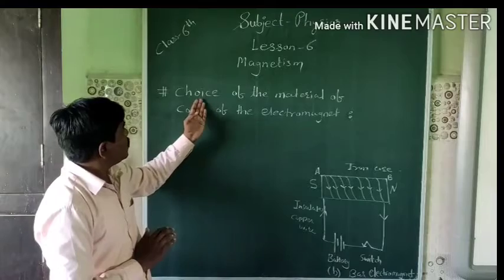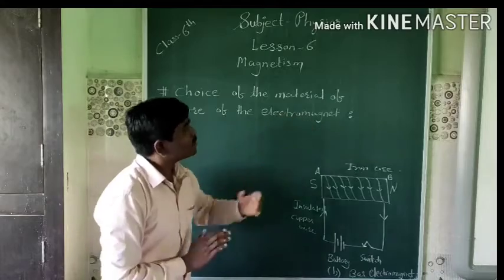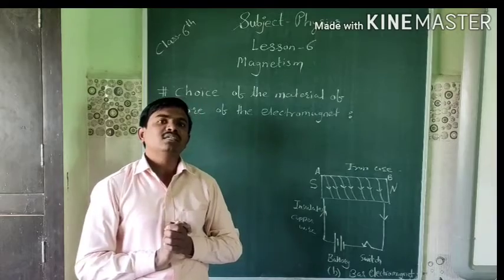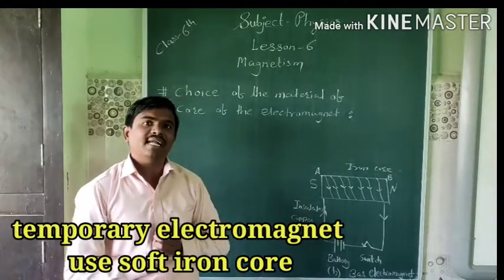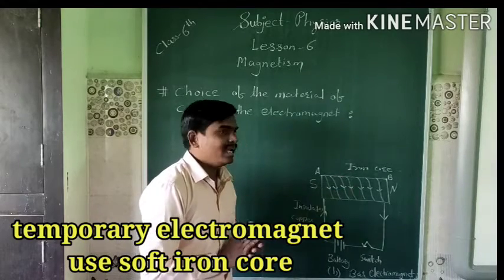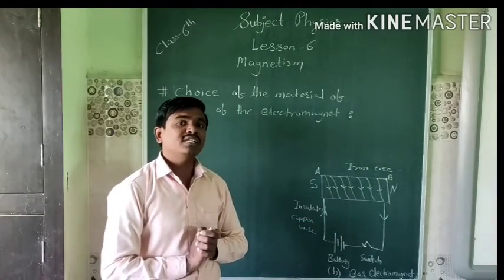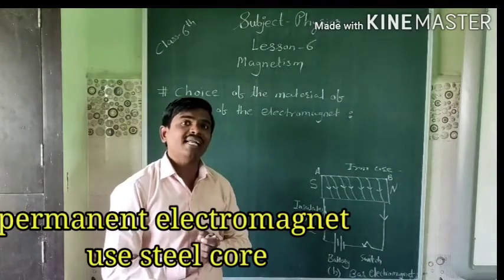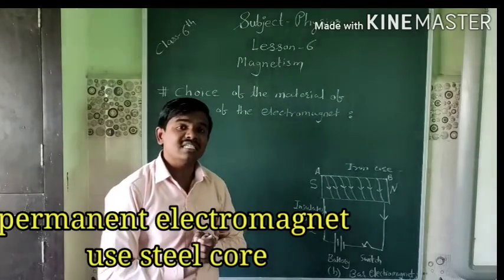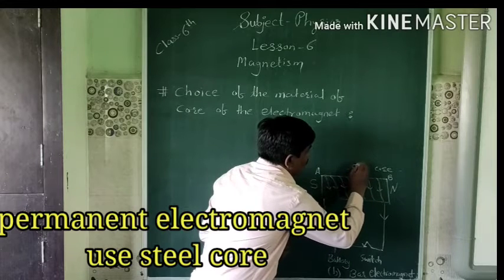Students, choice of the material of the core of the electromagnet. For a temporary electromagnet, the core inside this coil is of iron, but for a permanent electromagnet, we will use a core of steel. It will be a steel core.